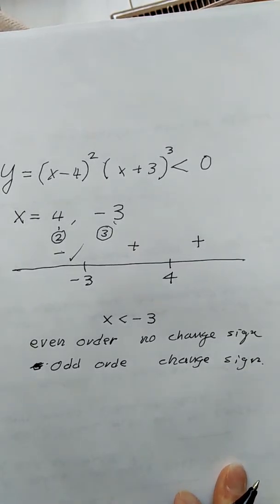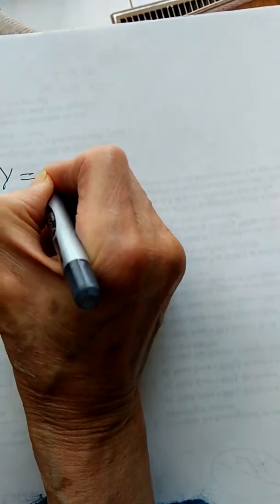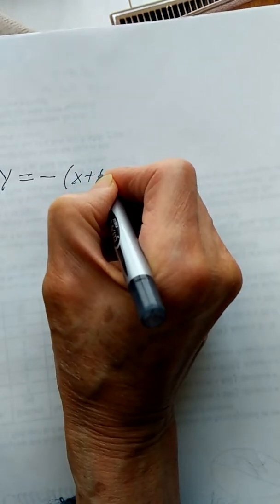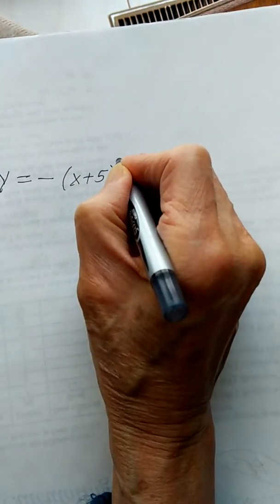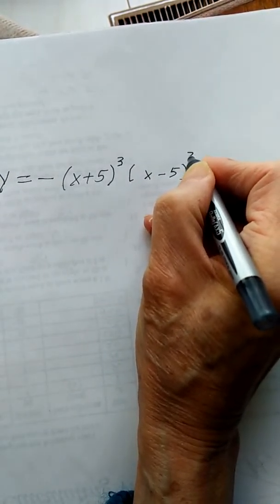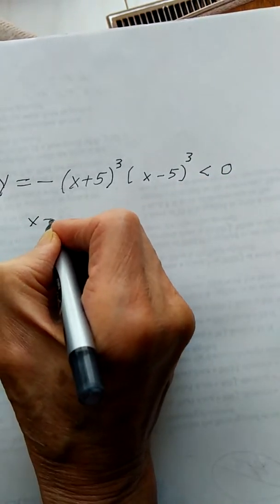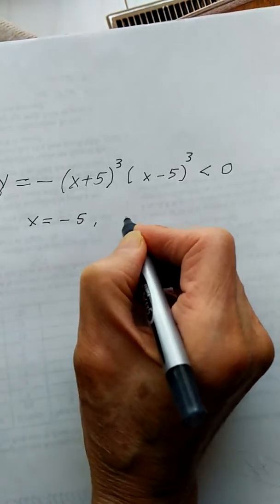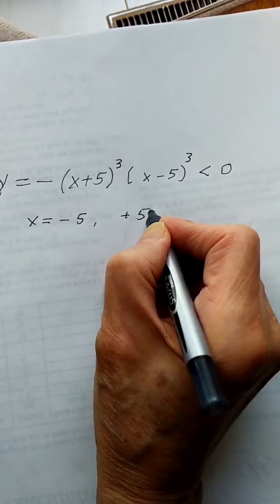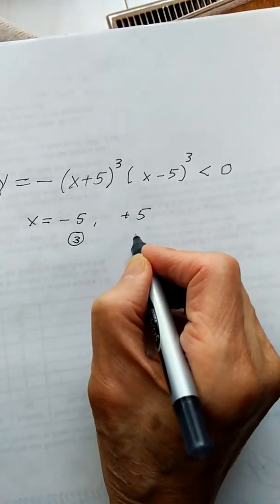Okay. Let's have another example. Y equals -(x plus 5) cubed, (x minus 5) also cubed, and less than 0. So the zeros are x equals -5 and +5. Remember, -5 is order 3, +5 is order 3.